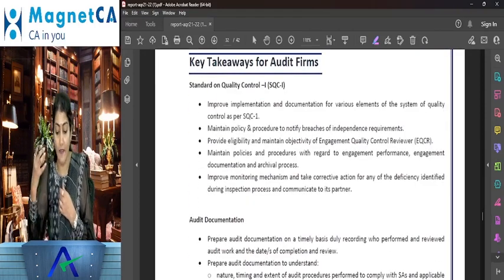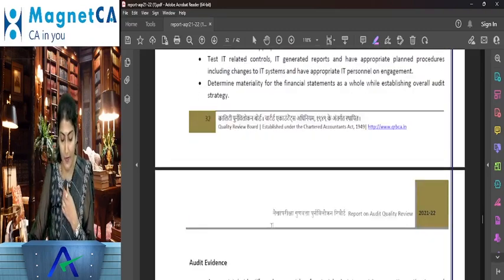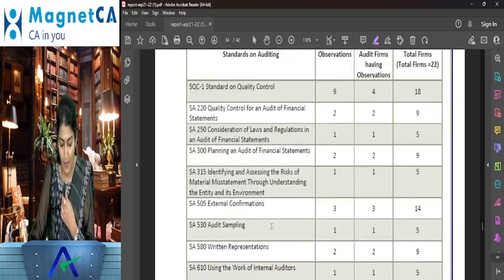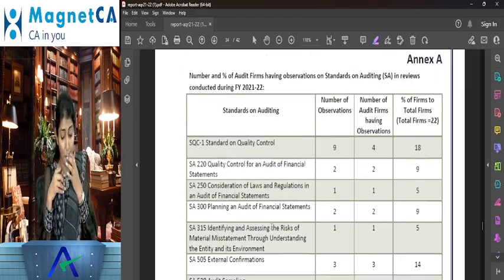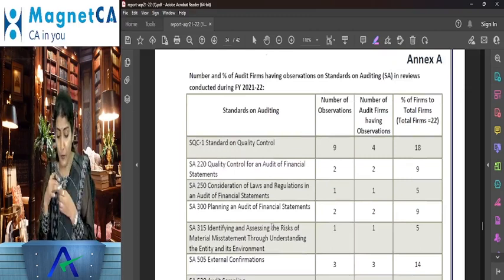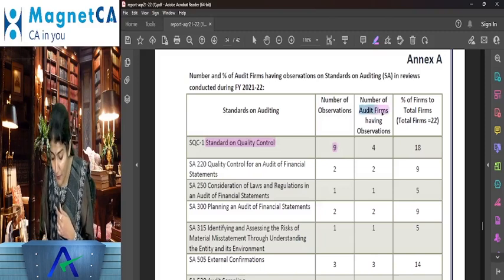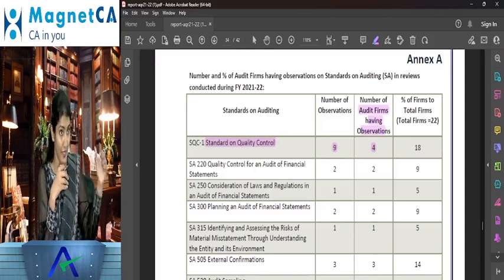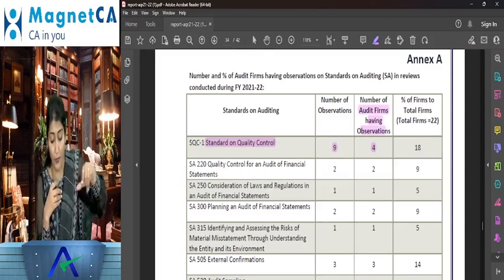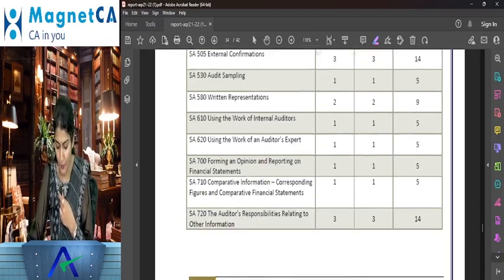So what are the key takeaways for the audit firm? Improve the implementation of SQC1. Prepare audit documentation on a timely basis. Then also have the audit strategy, audit plan, audit conclusion. And then number of observations, number and the percentage of the audit firms, right? So what does it say? How many observations are there for SQC1? 9. How many audit firms are having the observation? 4 firms. How many firms were reviewed? 22 in our example for 21-22. Out of that, how many firms are having an observation? 4 firms. Then for SA 200, 505 and all, right?